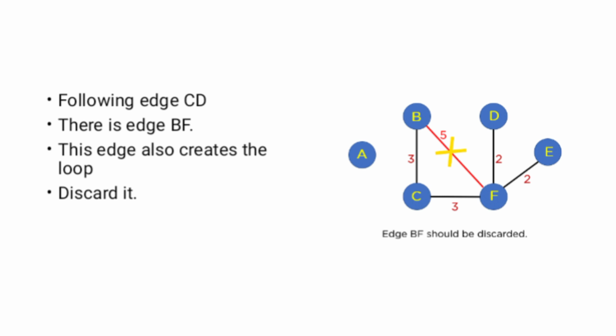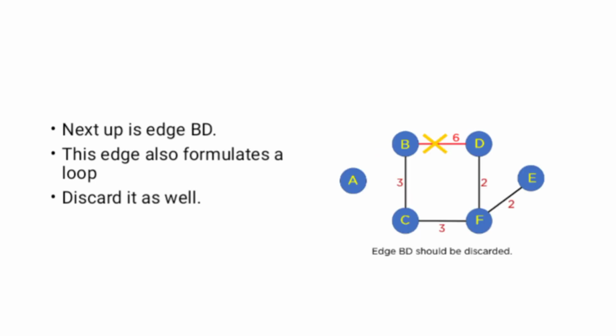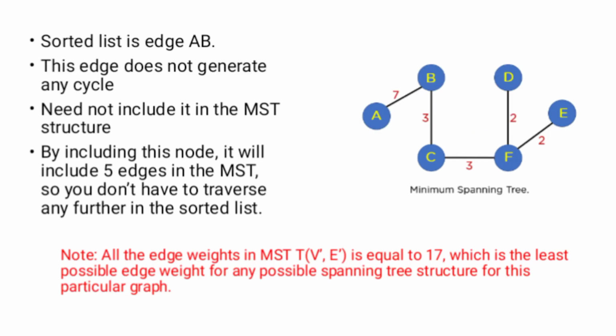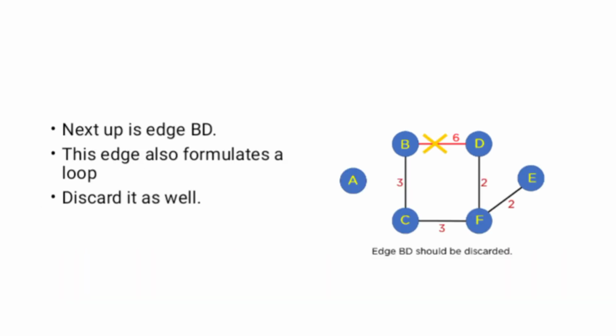Following edge CD, you have edge BF. This edge also creates the loop. Hence, you will discard it. So in this graph, the edge BF should be discarded. Next up is edge BD. This edge also formulates a loop. So you will discard it as well. In this graph, edge BD should be discarded.